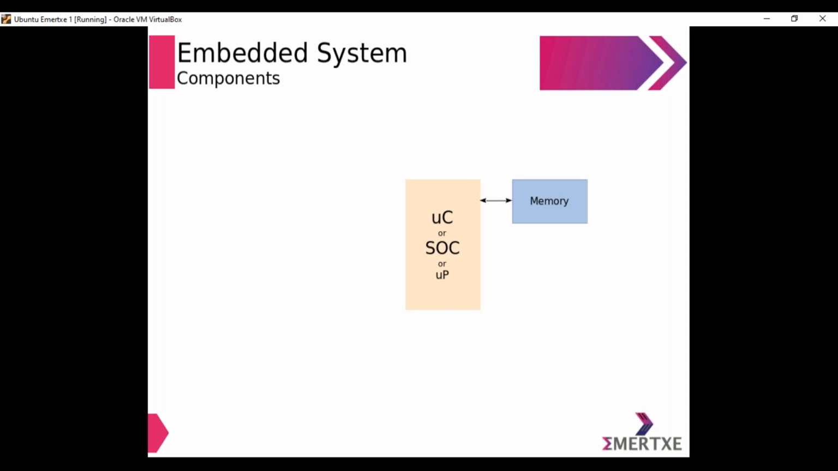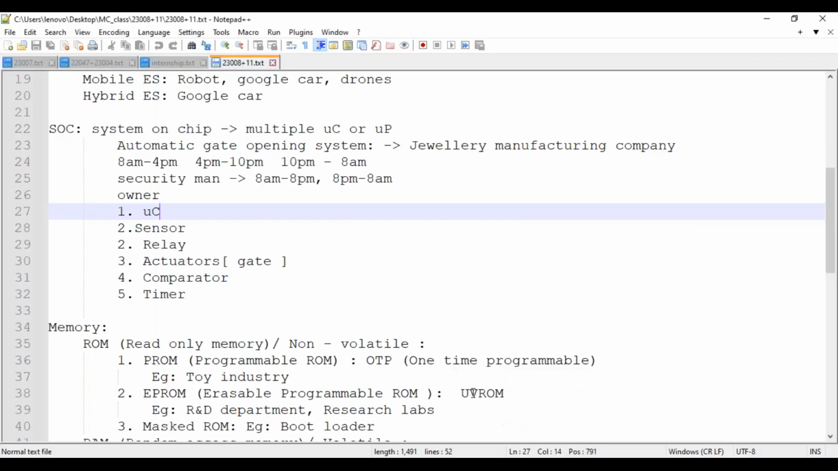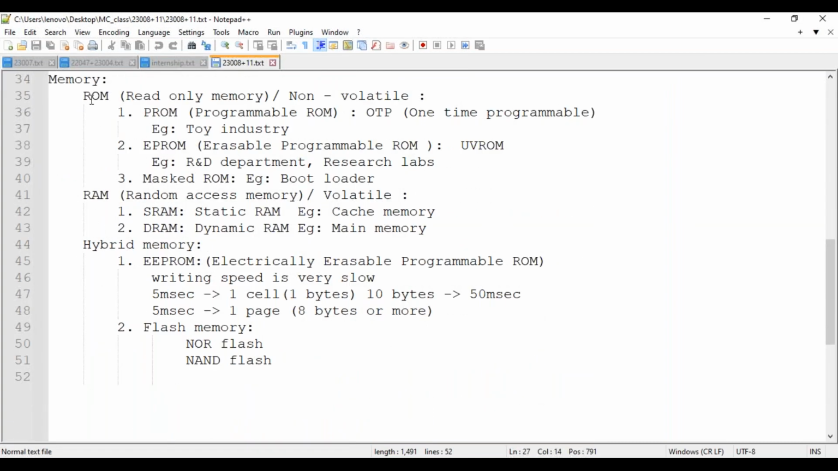Then we started with memory. We were discussing the types of memory in the previous class. First one is ROM, which is called non-volatile memory. It is a read-only memory. It has three categories: one is PROM, programmable ROM, then EPROM, erasable programmable read-only memory, and masked ROM.